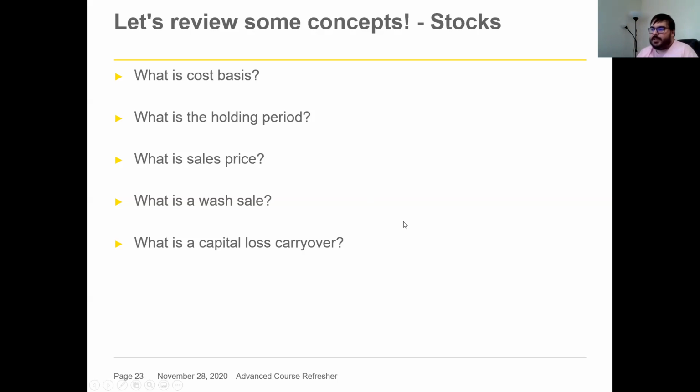In a capital loss carryover, as you know, you can only deduct up to $3,000 in capital losses every year. So anything above that, you carry forward for the rest of your life, until that amount is used up. And you can only do $3,000 each year. All right.